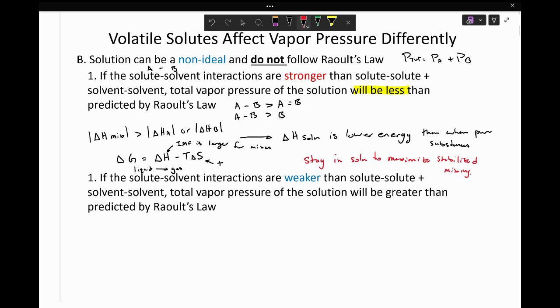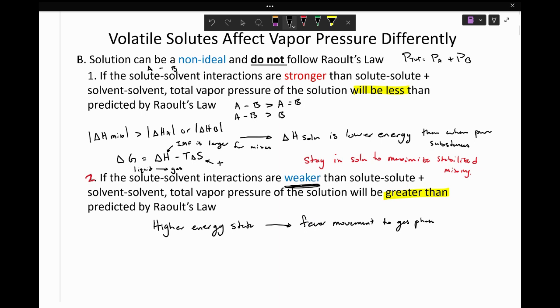And then our other non-ideal solution, which we'll call condition number 2, is where your solute-solvent, your A-B interactions, are weaker than the solute-solute or solvent-solvent interactions. And what we see is the total vapor pressure in these cases is going to be greater than predicted by Raoult's law. And so simply, when you have this mixed state, it's going to be a higher energy state. And because you have a high energy state, things are going to be favoring movement to the gas phase.